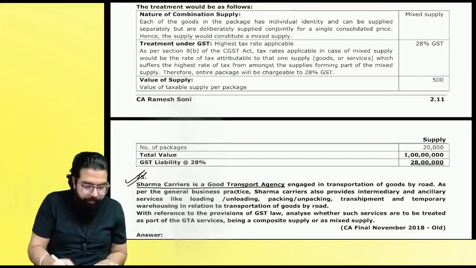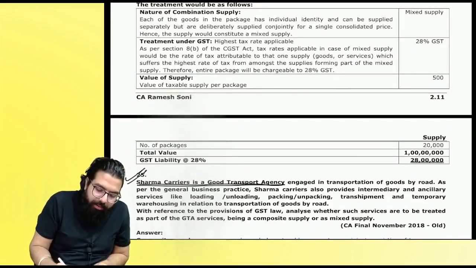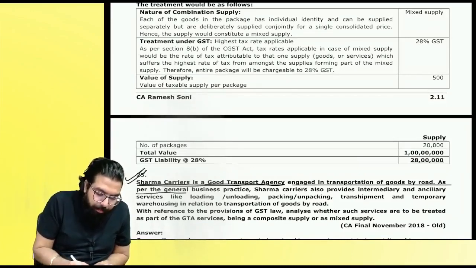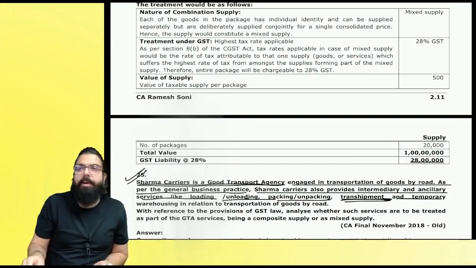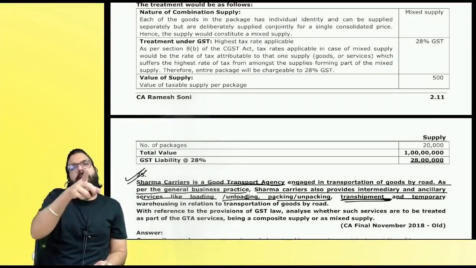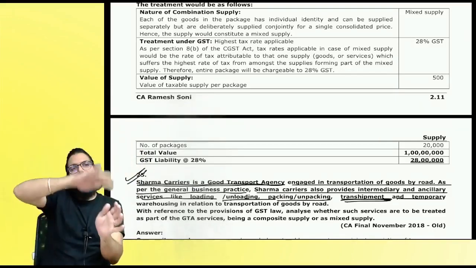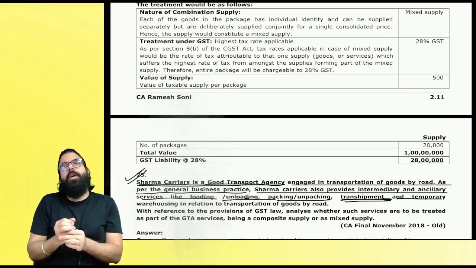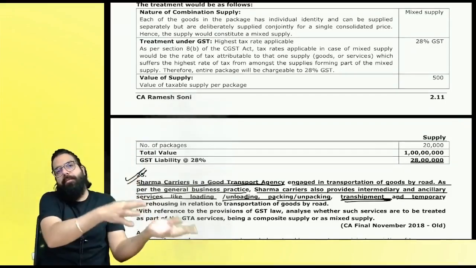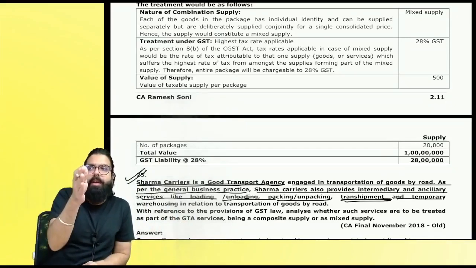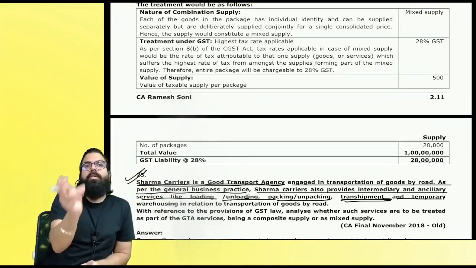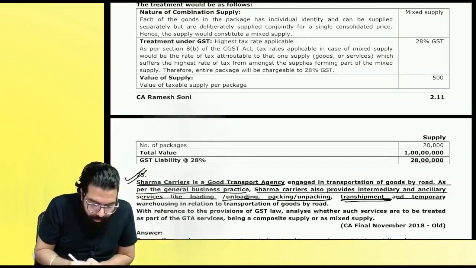Are we clear, everyone? Now here, Sharma Carrier is a what? A goods transport agency engaged in the transportation of goods. As per general business practice, Sharma Carrier also provides what? Intermediary and ancillary services like loading, unloading, packing, transit, and transshipment. What do you mean by transshipment? It will go from one state to another, be put in another truck, and then go further. Transshipment, shipping from one truck to another truck. Might be you told them, sir, please put the goods on a railway. So he'll take the goods to the railway station and put them on the train. From here to here you go in a truck, and from the truck you put it in another truck. So that is known as transshipment.